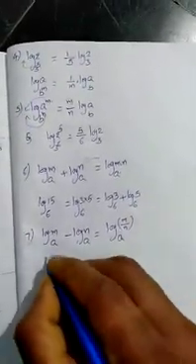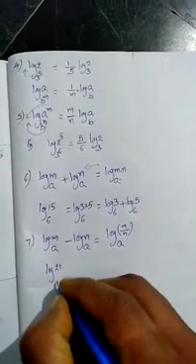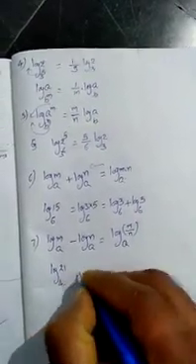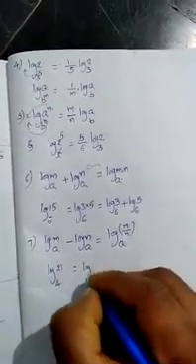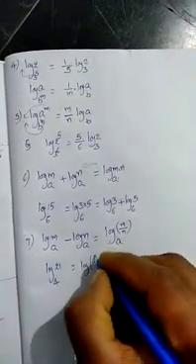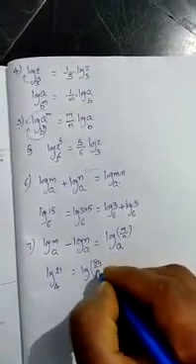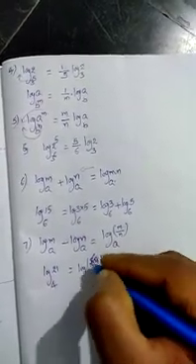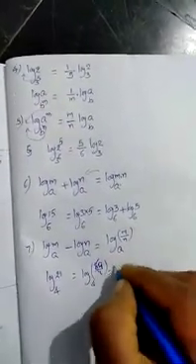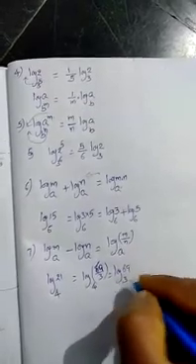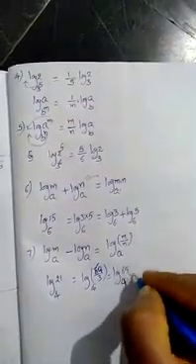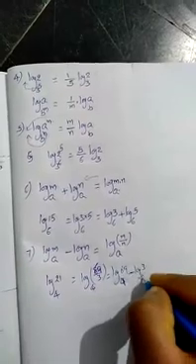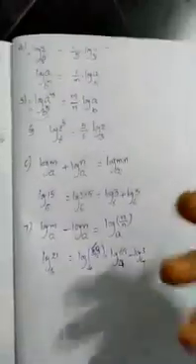For example, if I am writing here log 21 base 4, some children will want to write 21 as 63 by 3, for example. 63 by 3 can be written as log 63 base 4 minus log 3 base 4.